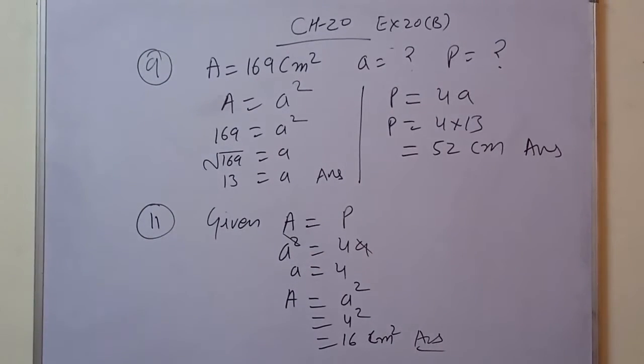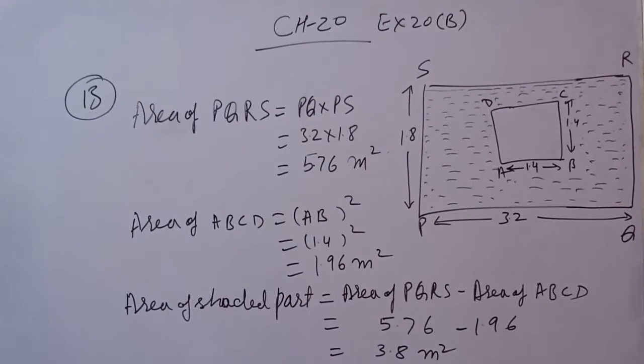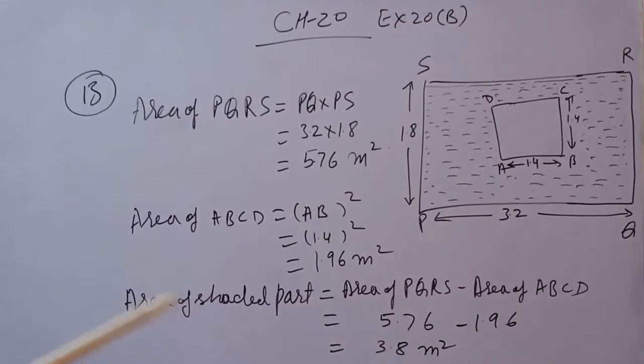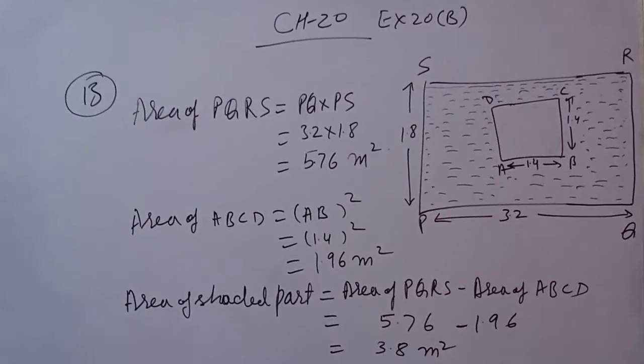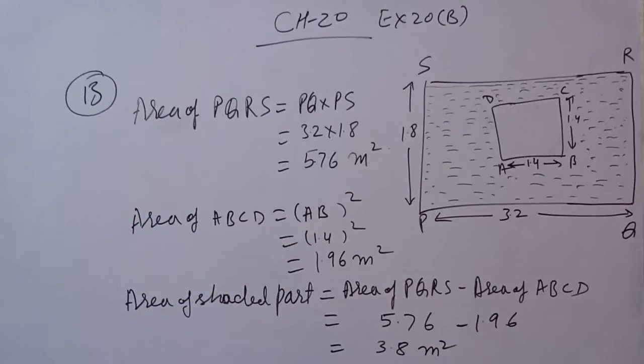That is your answer. Children, I am taking question number 13, first part. So here we have the figure. You can see the figure PQRS, and inside the PQRS we have the square ABCD. PQRS is a rectangle and ABCD is a square. The dimensions of PQRS are given, 3.2 meter and 1.8 meter, and the dimension of ABCD, that is a square, is 1.4 meter each side. So we will find the area of the shaded part, that is the dotted part.